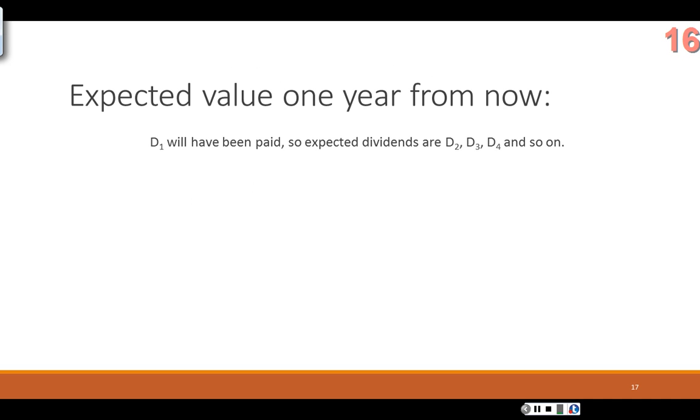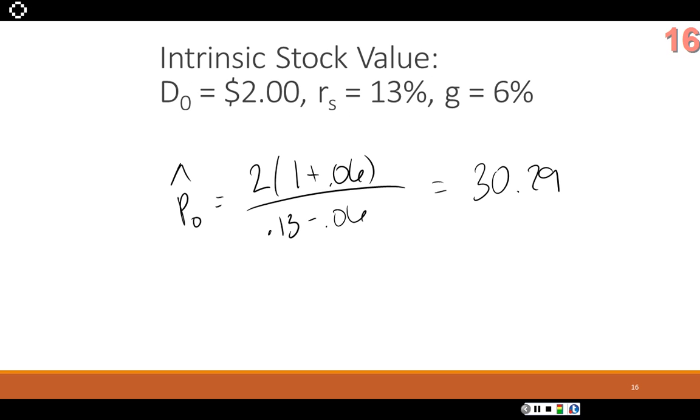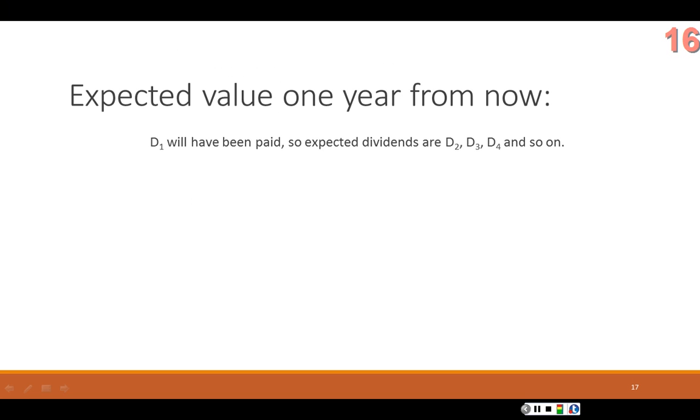So we can calculate the expected value 1 year from now. We just calculated the expected value right now, so the intrinsic value of the stock today was $30.29. We can calculate the intrinsic value in 1 year, so the intrinsic value at time plus 1, and that would be equal to the dividend payable 1 period after that, divided by the required return minus the growth rate.